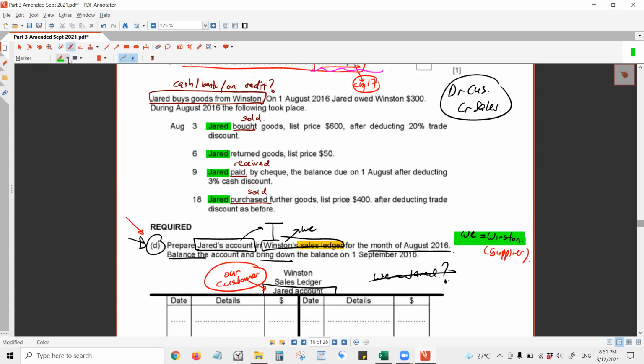You see Jared's account here, right? Jared is our customer. Why do we open Jared's account? Because Jared buys goods on credit. Because Jared owes us money. So it indicates that Jared buys goods on credit from us. It's on credit, not with cash payment immediately, not with check payment immediately.